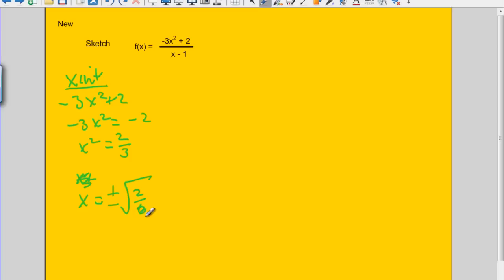2 over 3, that's supposed to be. The y-intercept is found by hiding the x's, and we see the y-intercept to be negative 2, so 0 and negative 2. The vertical asymptote is still found the same way, and we can see that it's equal to x is equal to 1. Now the horizontal asymptote is where things get interesting.